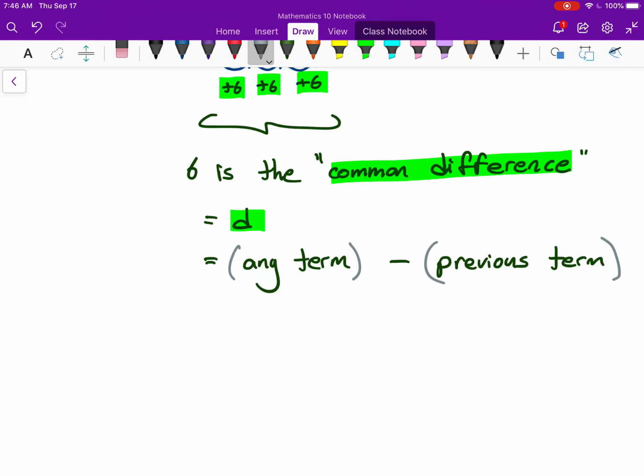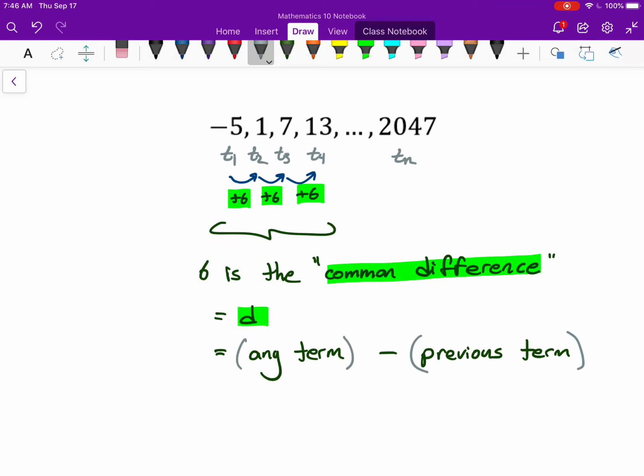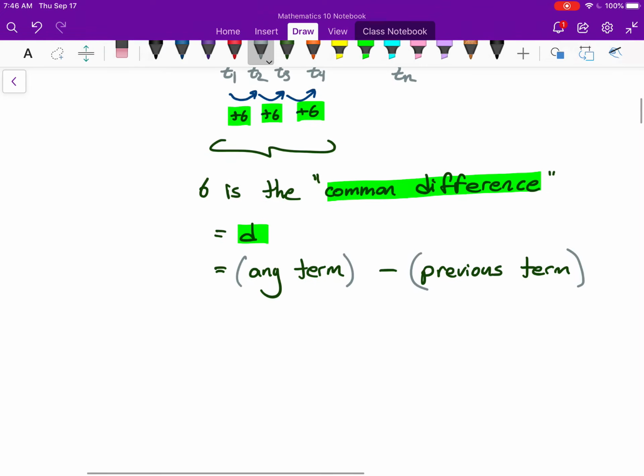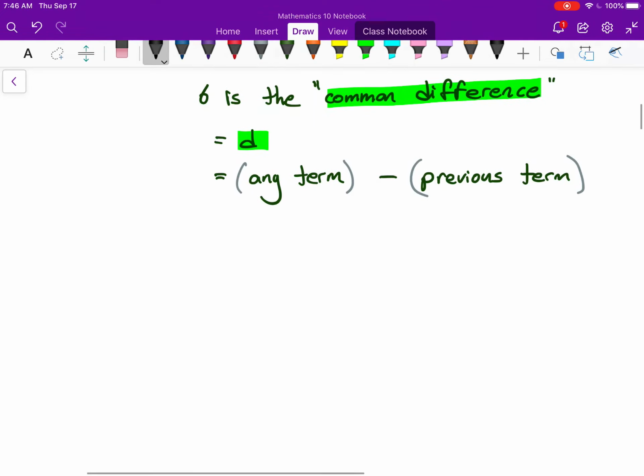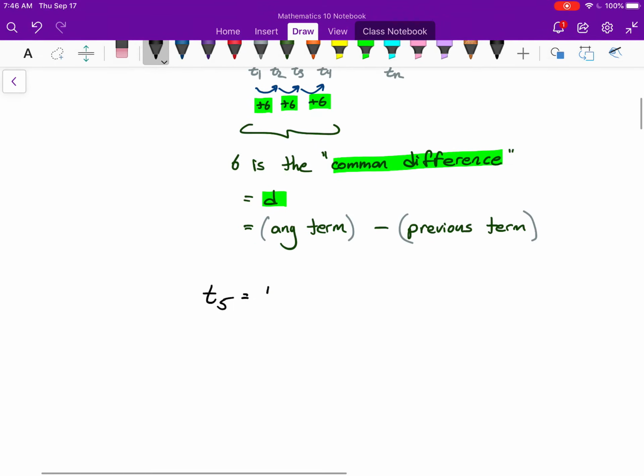All right, so for example, looking at this arithmetic sequence right here, the fifth term would be found by finding the fourth term, 13, and in this case adding 6. So I can say for this one here, the fifth term is going to be the same as just 13 plus 6. So the fifth term is 19. So the sixth term would be 19 plus 6, so 25. And we get the idea.